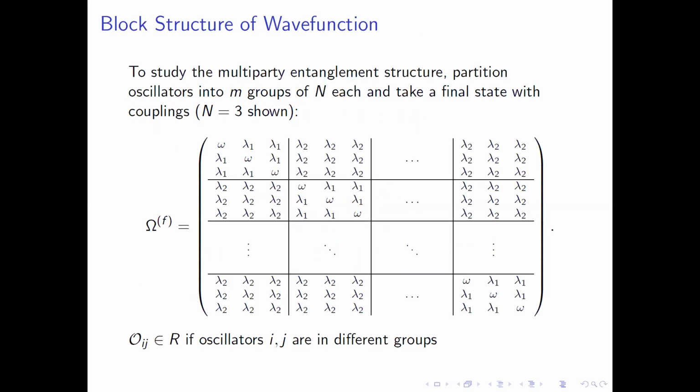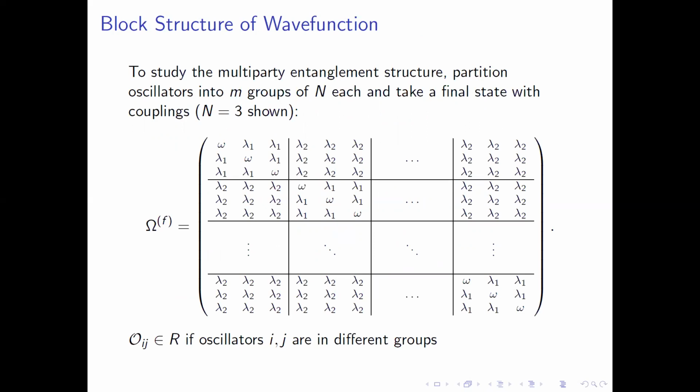So the final state wave function will take a very special form that we'll refer to a few times, especially in Arjun's half of the talk, which we call omega f. It'll have this block form. The reason is that we're interested in using the binding complexity to study the multi-party entanglement structure. So we partition the oscillators into m parties, and there'll be n oscillators in each party.